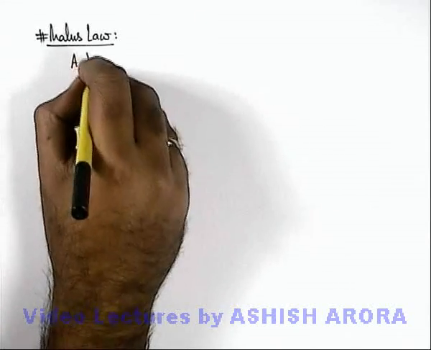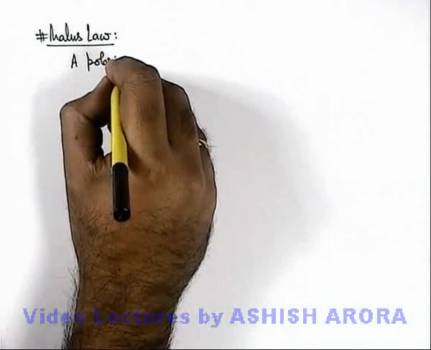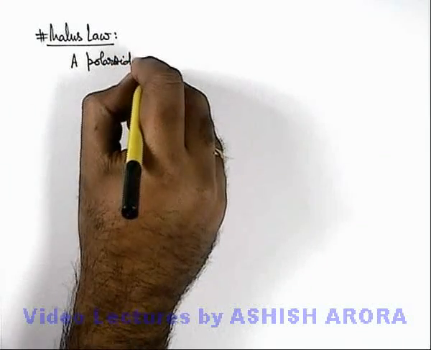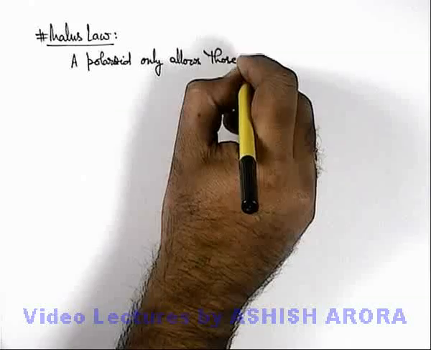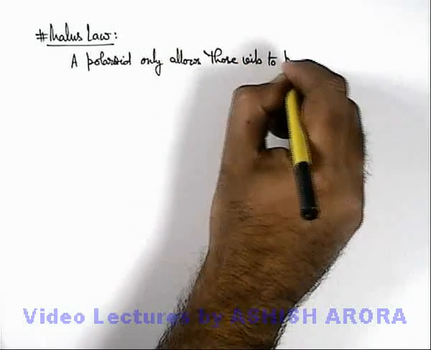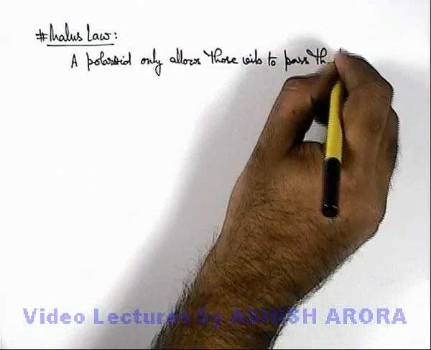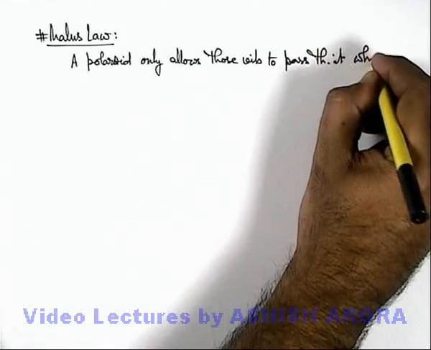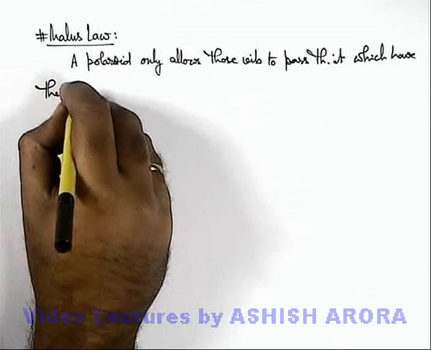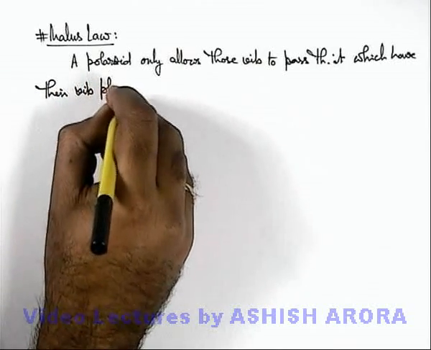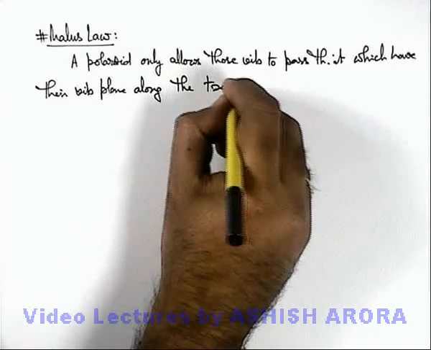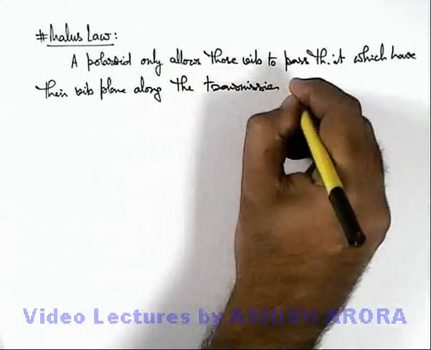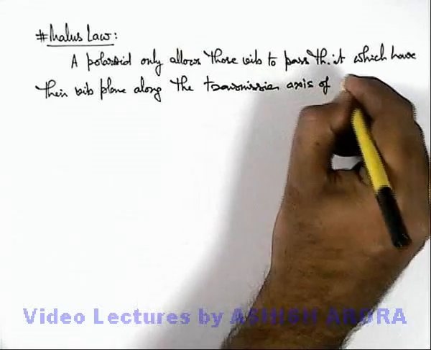Here we can write that a Polaroid only allows those vibrations to pass through it which have their vibrational plane along the transmission axis of the Polaroid.